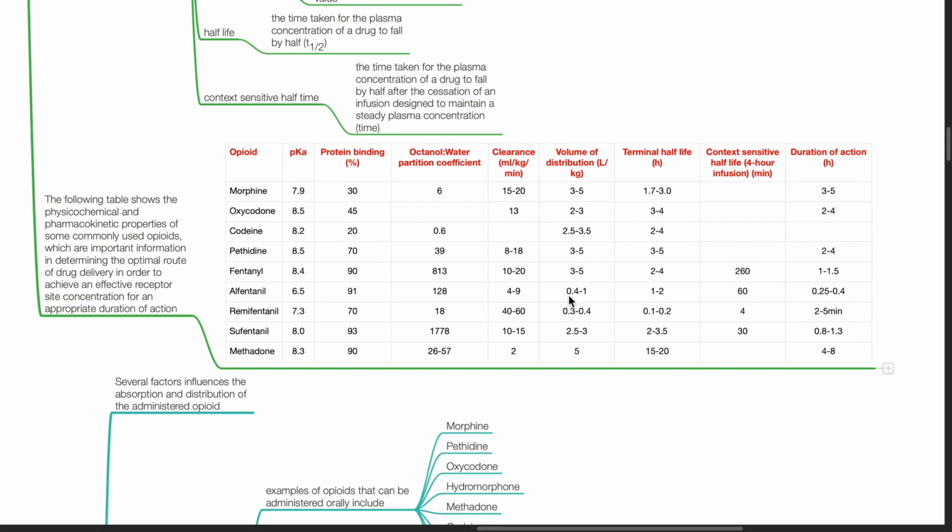Volume of distribution is 0.4 to 1 liter per kg. Terminal half-life is 1 to 2 hours. Context-sensitive half-life for a 4-hour infusion is 60 minutes. Duration of action is 0.25 to 0.4 hours.